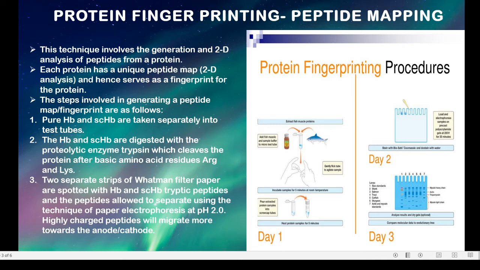You take the sample and spot it on a strip of Whatman filter paper. You take two strips of Whatman filter paper, and in each strip you add one sample, and the sample is subjected to a technique called paper electrophoresis. At acidic condition, these samples run under the electrical field. So the highly charged peptides will migrate faster towards the opposite charge, cathode or anode.